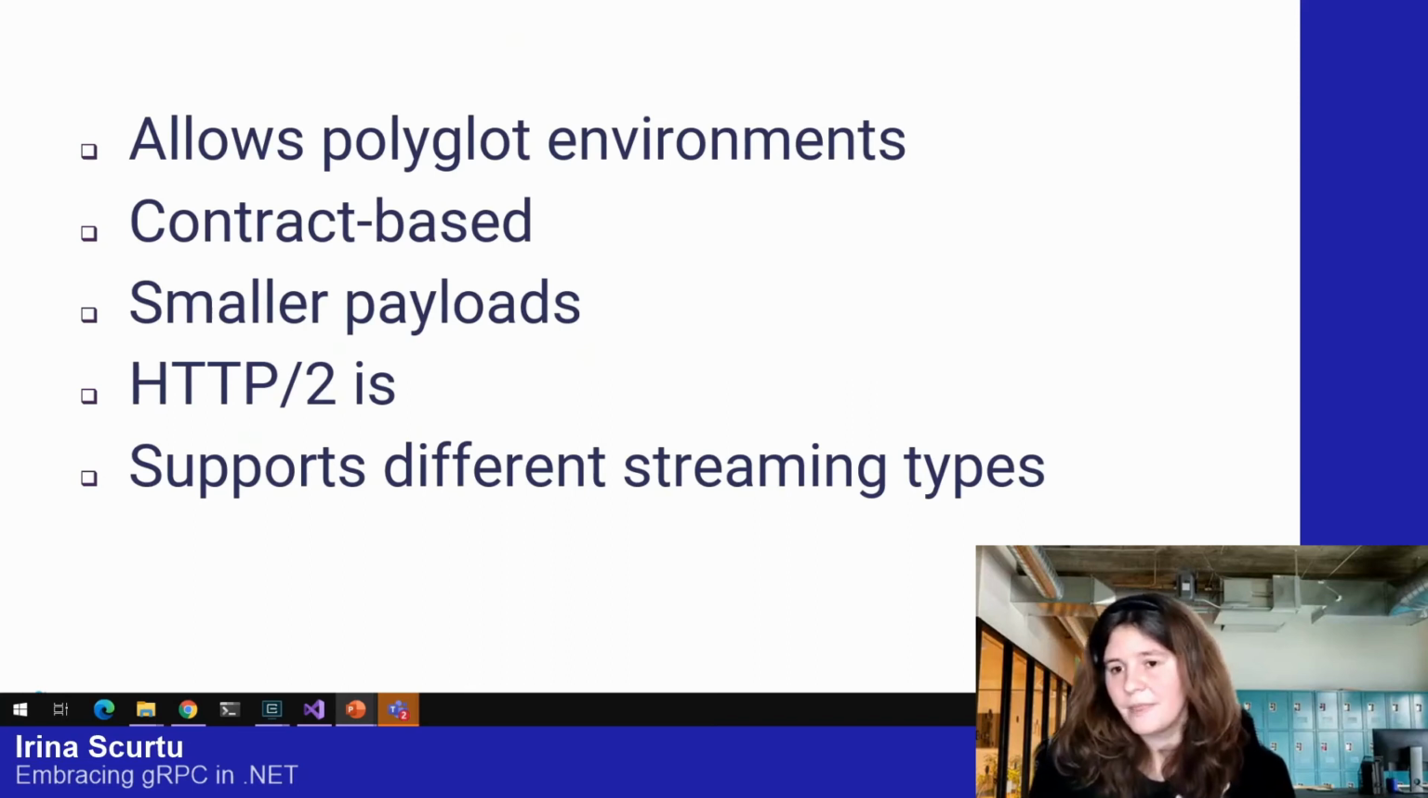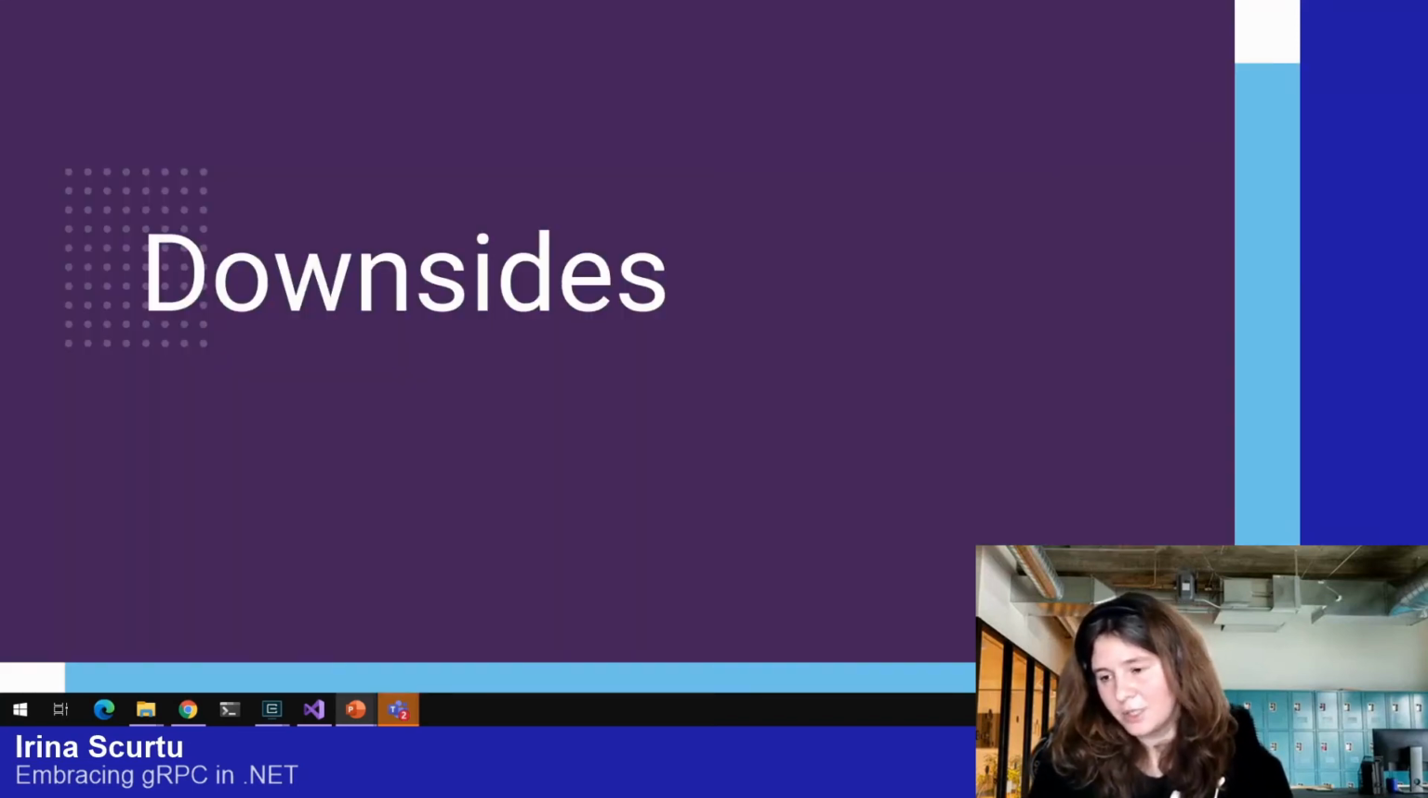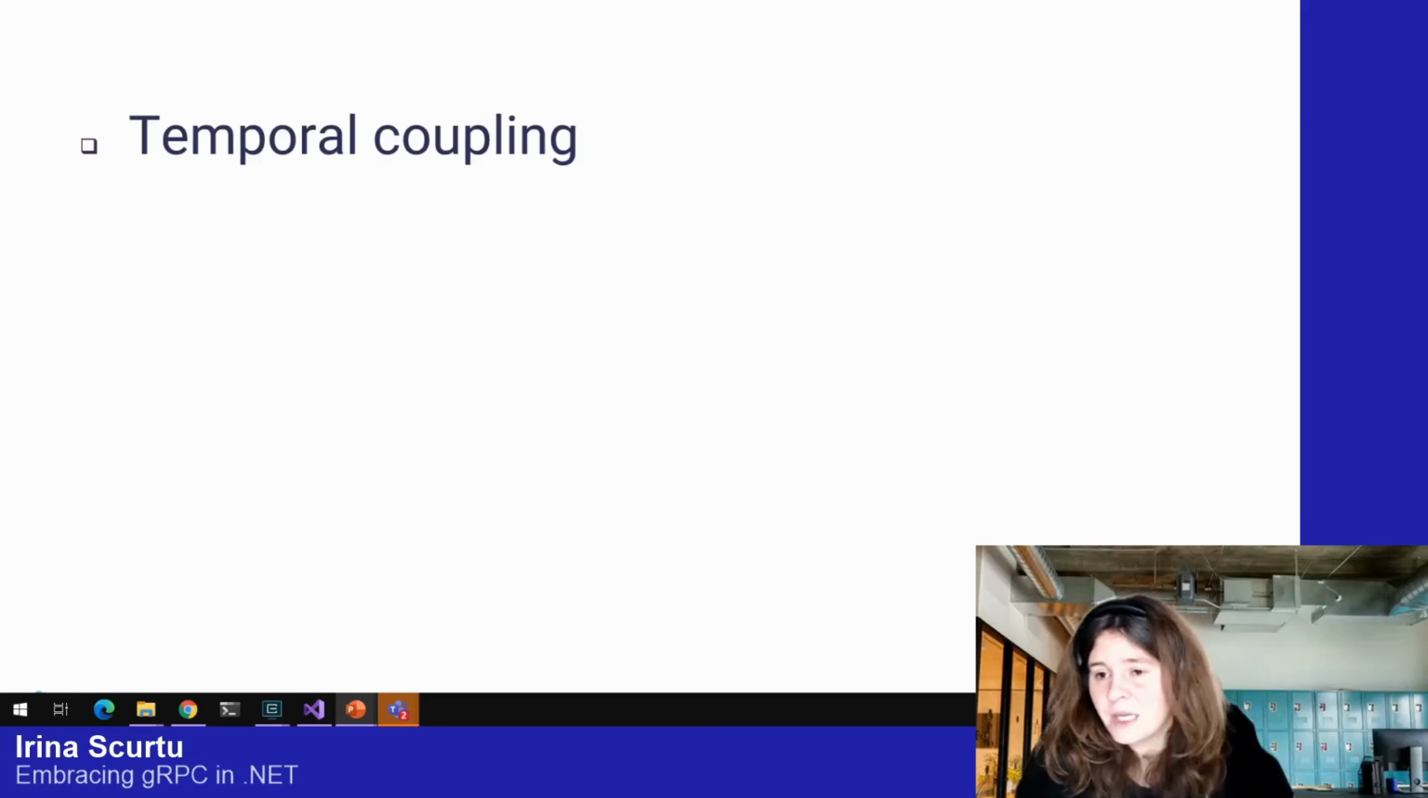But no technology has no downsides. So we have to talk about downsides. And one of them, and the biggest I think, is the temporal coupling. In microservices, if you're doing service to service with HTTP clients, in order to get data from the second service, you need the second service to be up. So that's here. By using gRPC, you won't remove the temporal coupling. You'll need both systems to be up in order to get data from the part that you're calling.